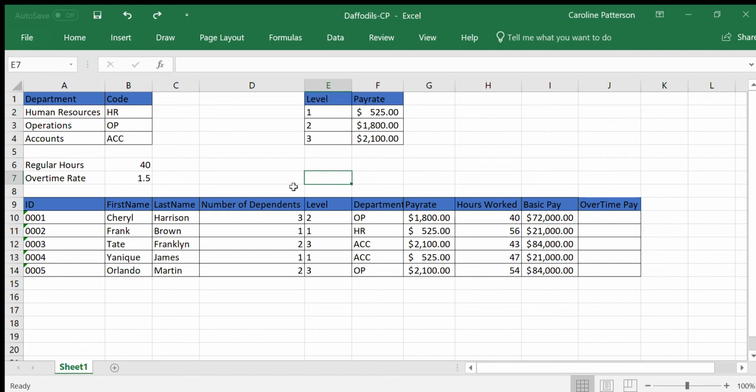Now, what exactly is overtime pay? Overtime pay is money that is earned because somebody has worked beyond their normal work week. The number of hours that people are normally supposed to work on a weekly basis is fixed. So in this case, in our database, that's 40 hours. So anyone who works beyond 40 hours is expected to be paid extra money for that week.